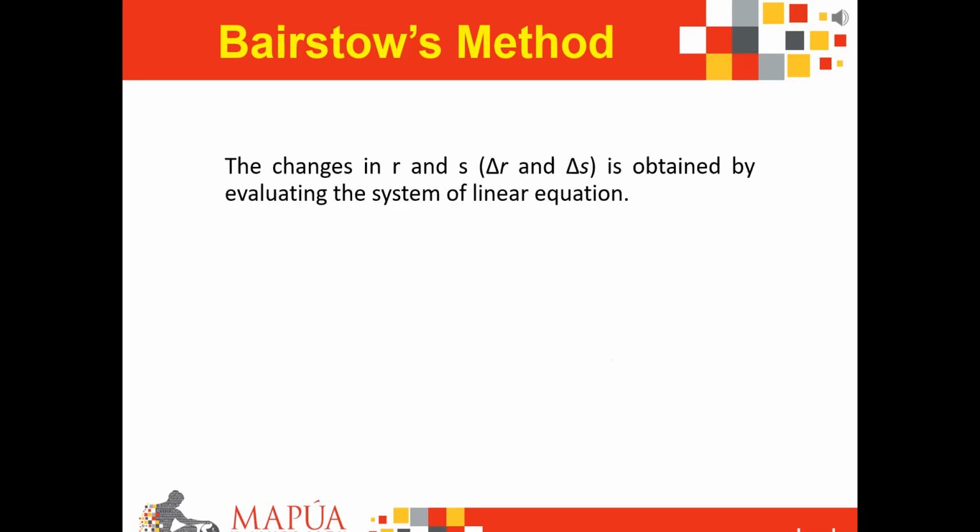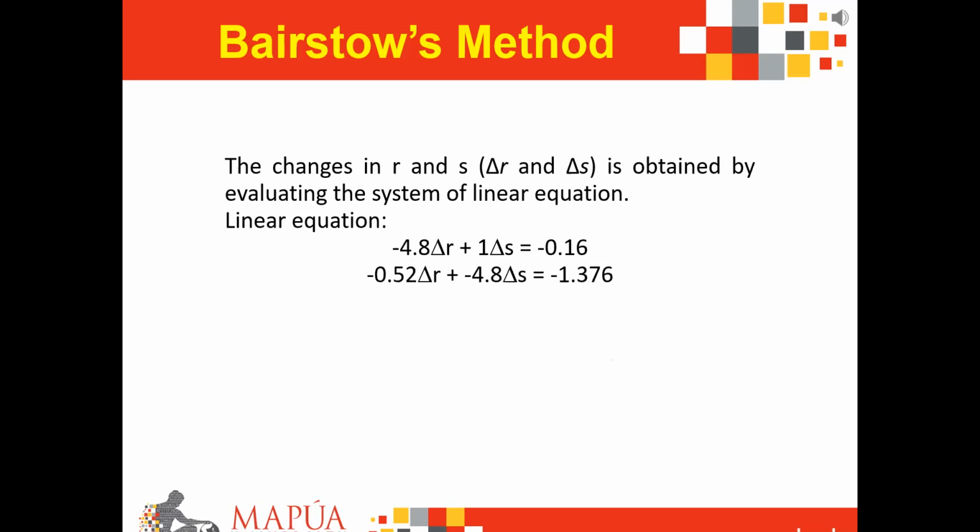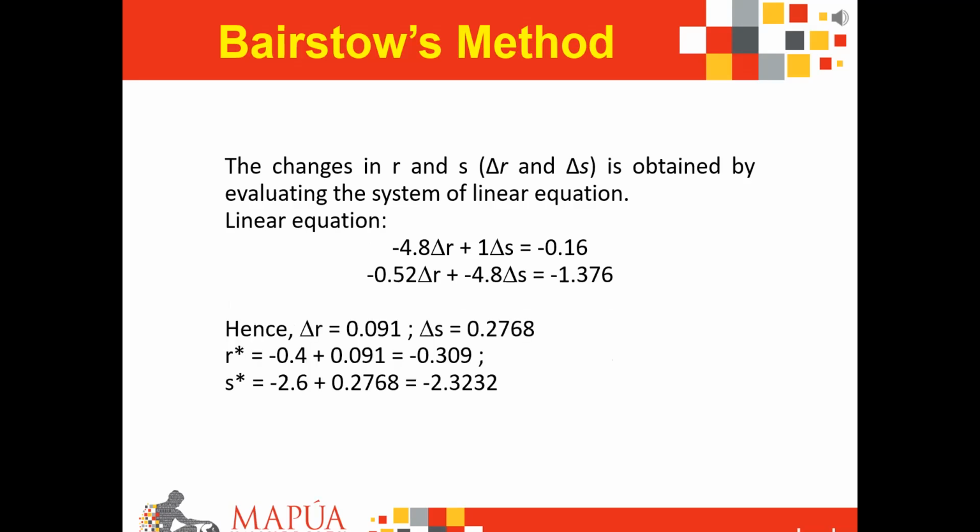which eventually leads us to this linear equation, having equation 1 to be -4.8 delta R plus 1 delta S is equal to -0.16, and a second equation equal to -0.52 delta R plus -4.8 delta S is equal to -1.376. Solving then delta R and delta S would give us a delta R of 0.091 and a delta S of 0.2768.